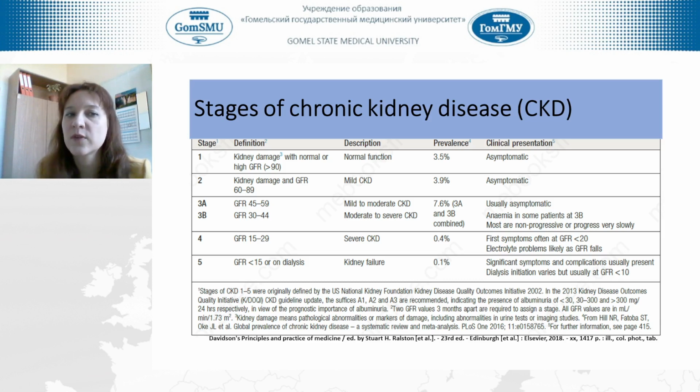Stage 4, glomerular filtration rate from 15 to 29, severe chronic kidney disease. First symptoms often appear at glomerular filtration rate less than 30. Electrolyte problems. Stage 5, glomerular filtration rate less than 15, or on dialysis, kidney failure. Significant symptoms and complications are usually present. Dialysis initiation varies, but usually glomerular filtration rate less than 10.